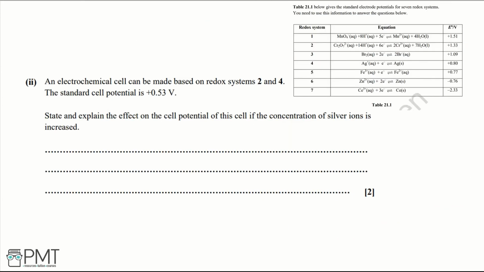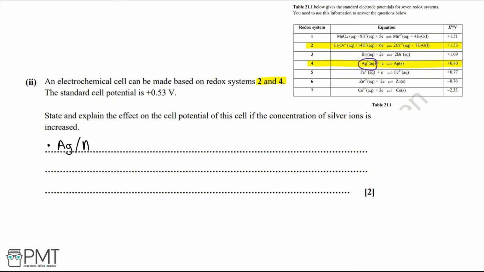Part 2. An electrochemical cell can be made based on redox systems 2 and 4. The standard cell potential is plus 0.53 volts. State and explain the effect on the cell potential of this cell if the concentration of silver ions is increased. Looking at redox systems 2 and 4, in 2 there's no silver ions present, but in 4 we have silver ions present. And if we increase the concentration of the silver ions, the equilibrium is going to shift right, and that's going to increase the electrode potential of redox system 4.